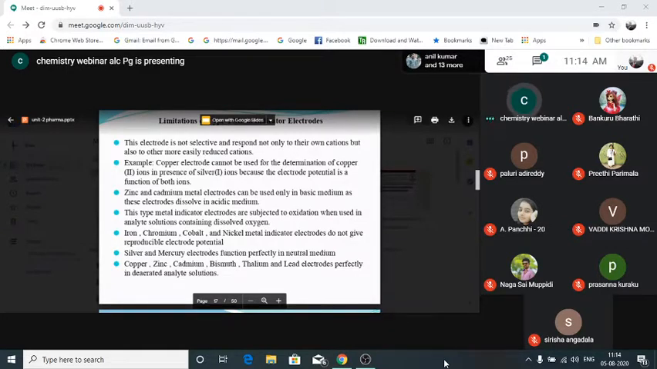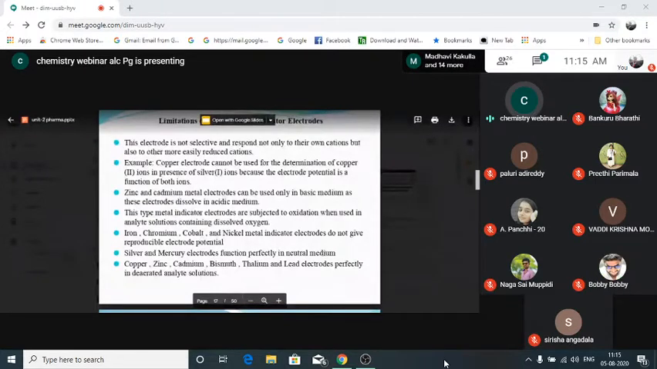So the zinc and cadmium metal electrodes can be used only in which medium? In the basic medium. If you use the zinc and cadmium metal electrodes in acidic medium, what will happen? The electrodes will simply dissolve in the medium and finally you are not going to observe any electrode, you are not going to get any potential, and you will be unable to find out the concentration of zinc ions and cadmium ions of the given unknown solution. Is it clear? So these problems are there with some metal electrodes. You have to be very careful when you use zinc and cadmium metal electrodes.